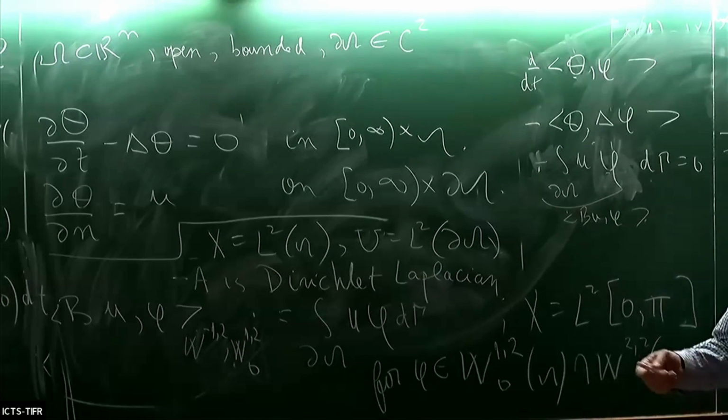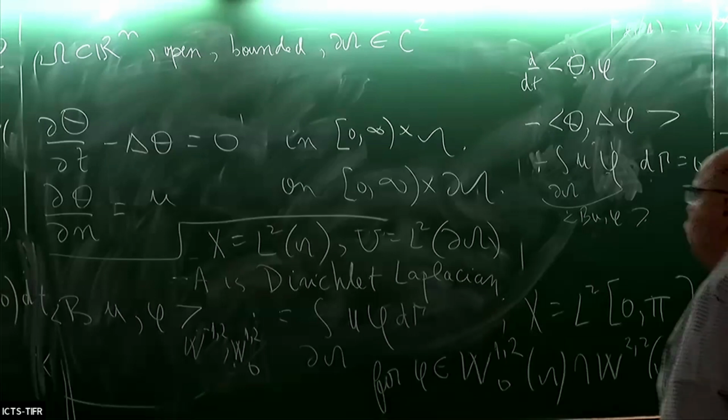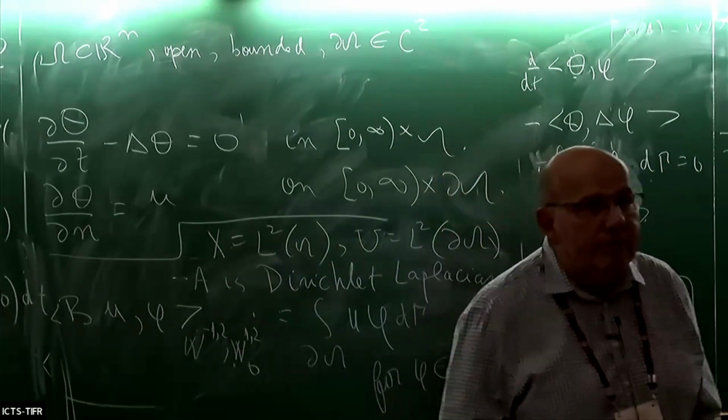So the B, I can define it very simply by duality. In fact, it's the Dirac mass concentrated on the boundary. In 1D, it will be the Dirac mass classically at these points. So this is quite simple. Why is it simple? Because I could choose the state space to be L2.